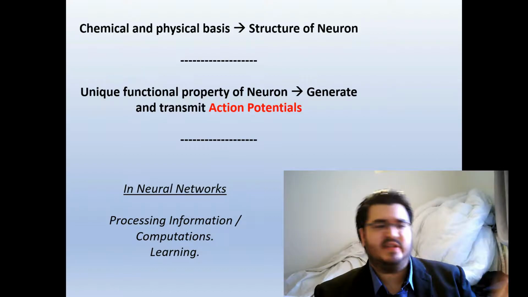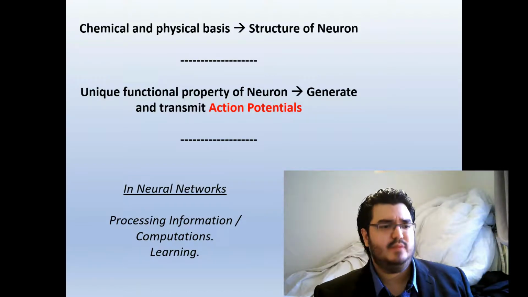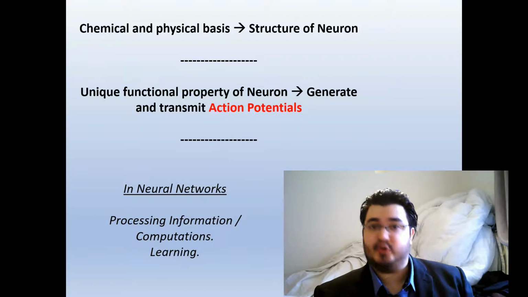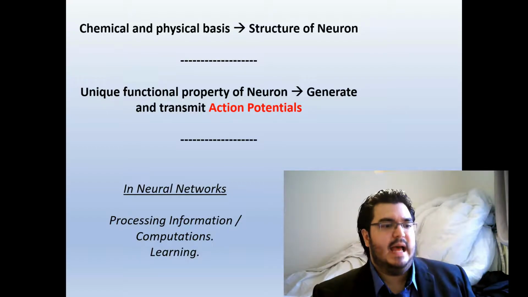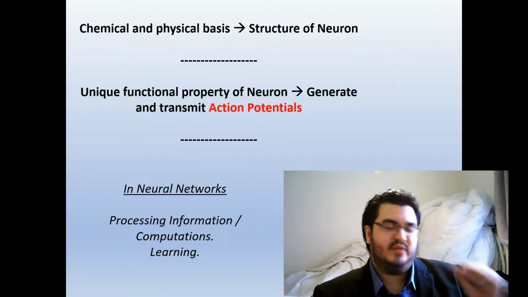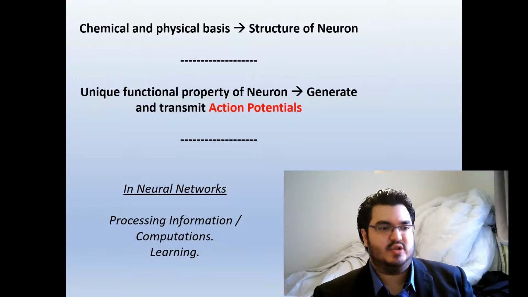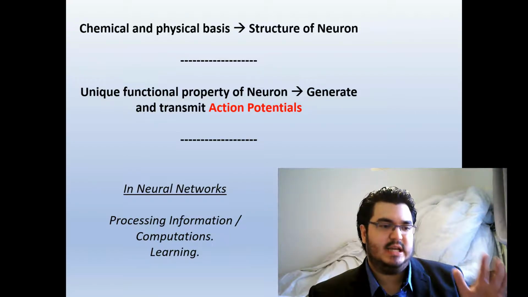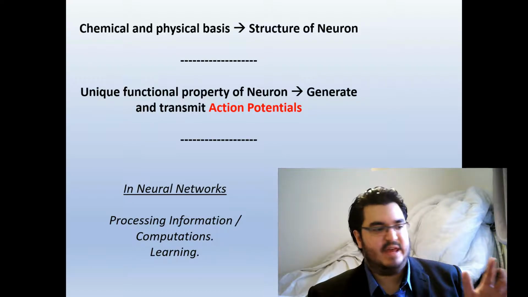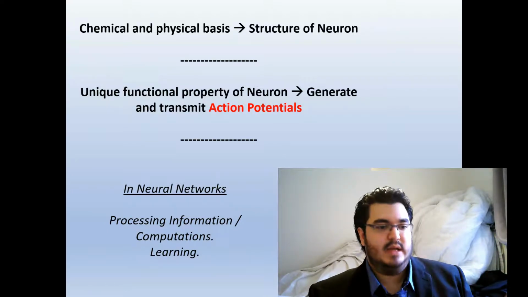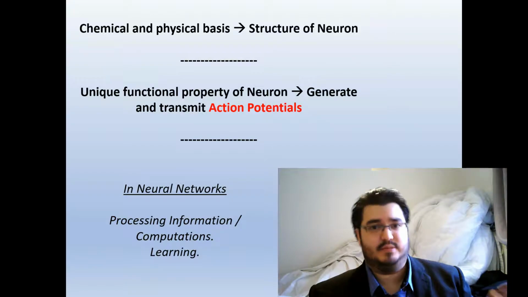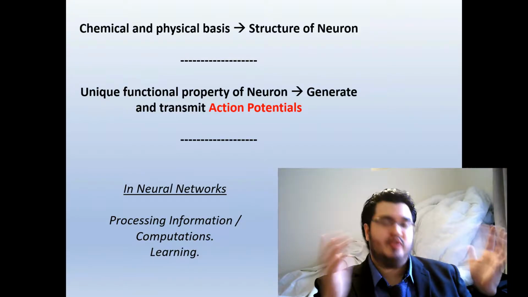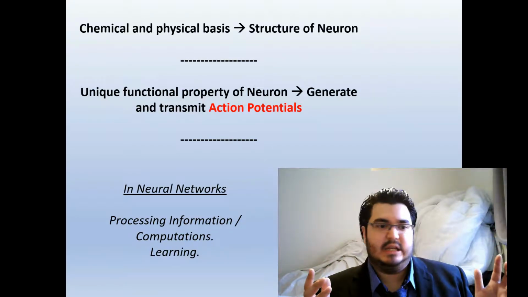The chemical and physical basis of cells, of neurons, leads to the structure of neurons, and also the function. Based on the molecular basis of cells and the chemistry of neurons, that gives neurons a unique functional property that no other type of cell has. It can generate and transmit action potentials. That is a fundamental principle in neuroscience.